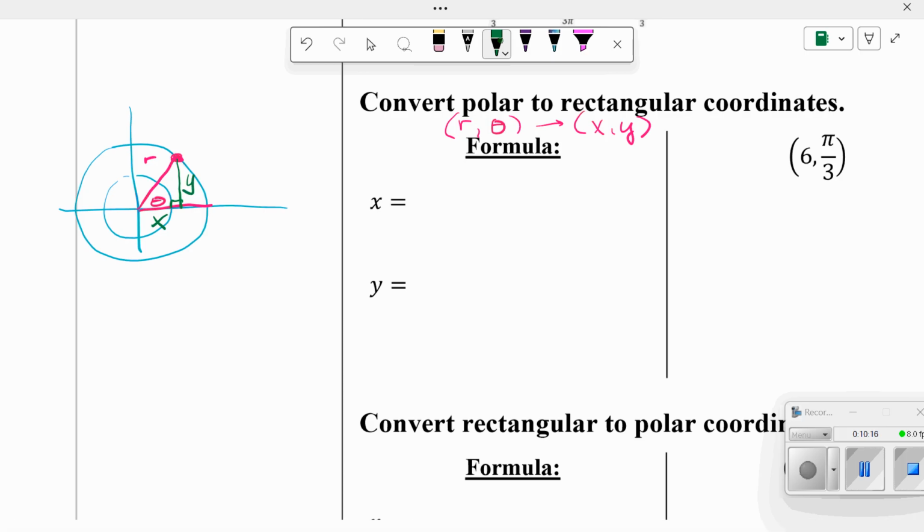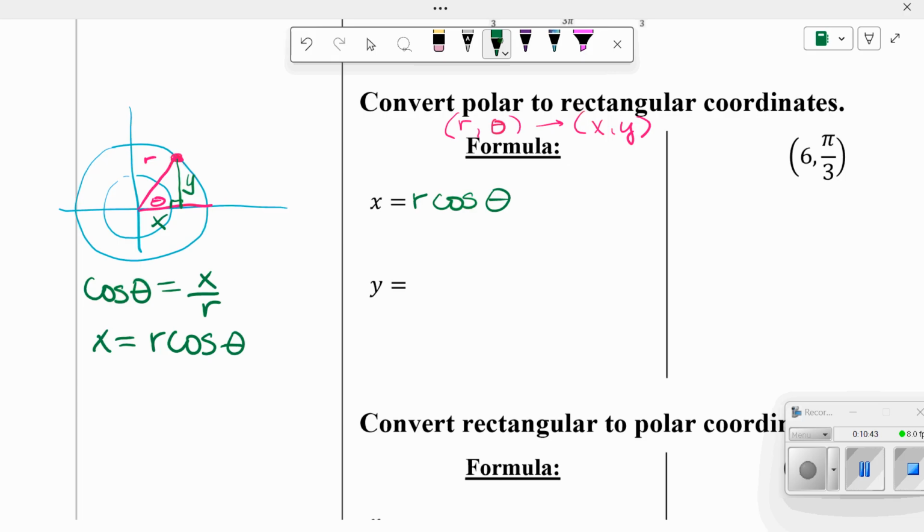So to get x and y, we go back to trig on this one. We would say that x is the same thing as r times cosine theta. So think about cosine theta. Cosine theta is adjacent over hypotenuse. And if I solve for x, I just multiply both sides by r, so x would be equal to r cosine theta. That's how we get that formula.